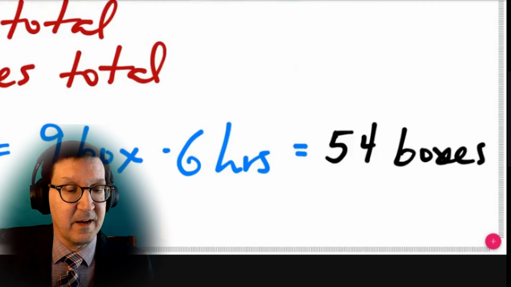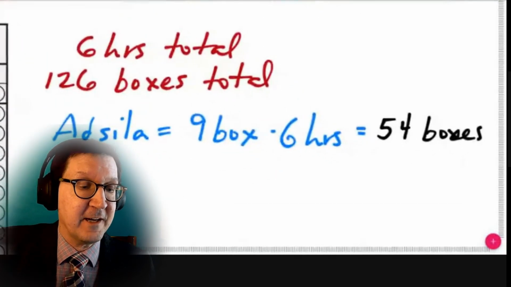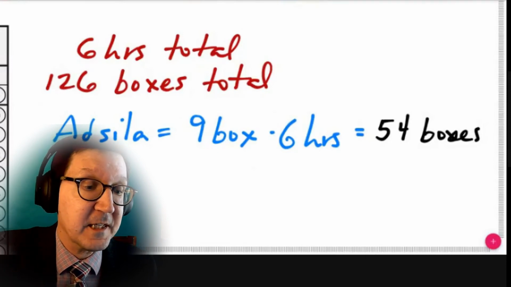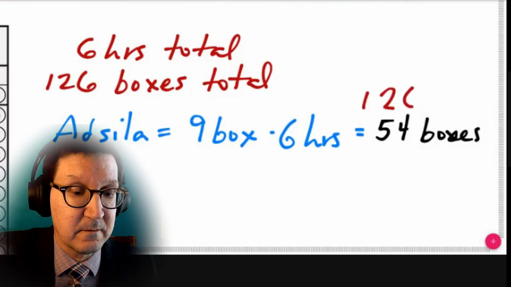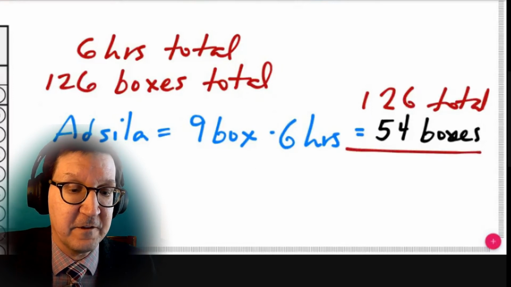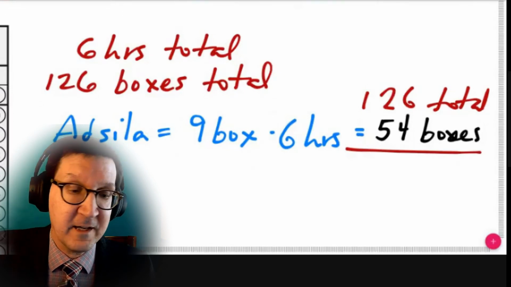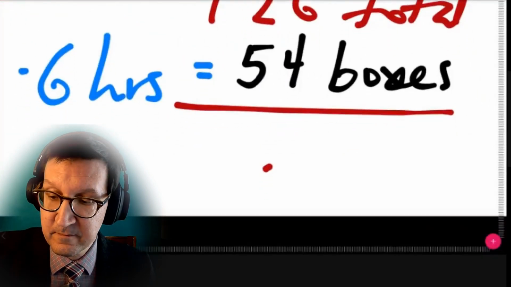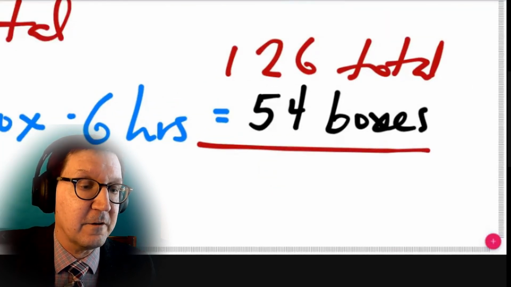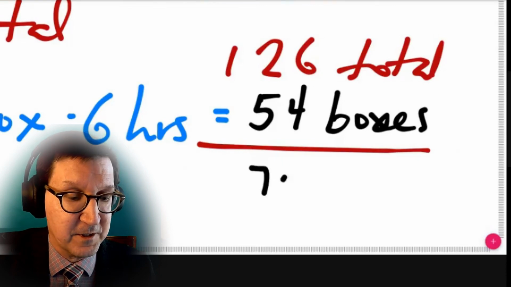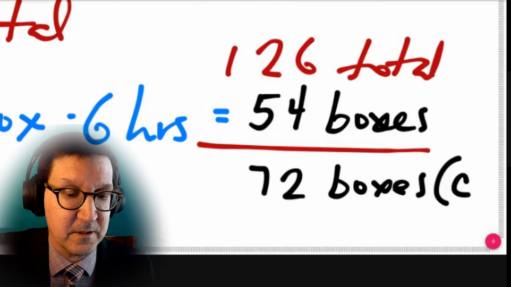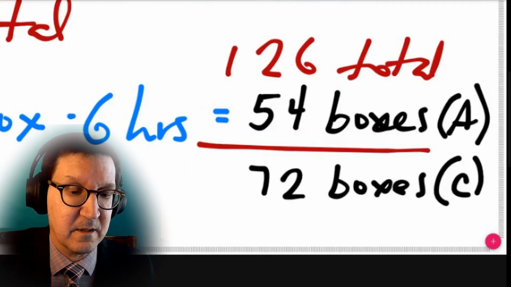So from that, we can find out how many boxes Carlos filled, right? Because if they filled 126 total, and Asila filled 54, we can subtract those and find out that Carlos filled what was left over, which is 72 boxes. Boxes, Carlos, boxes, Asila.